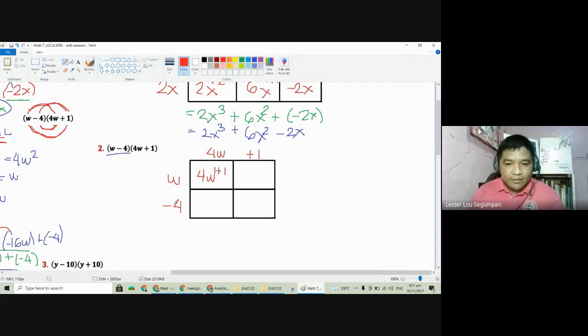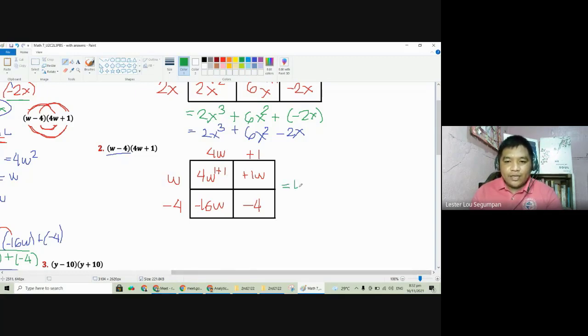We could start from here. Negative 4 times 4 is negative 16W. And then we have here W times 1 is positive 1W, or just simply W. That's already okay. Finally, negative 4 times 1 is negative 4. With this result, let us try to separate all of the terms by addition.